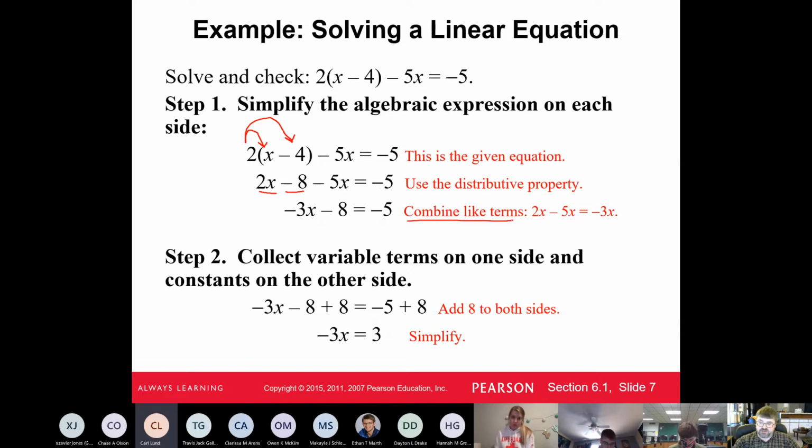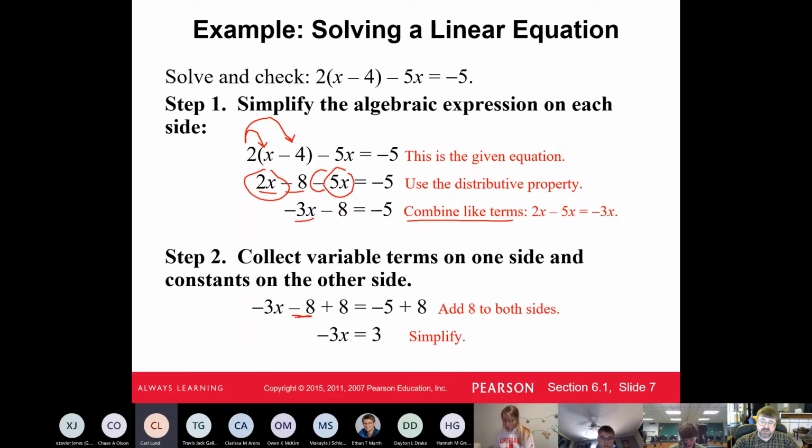And then we combine like terms. And our only like terms here on the left-hand side are 2x and negative 5x. 2x minus 5x is negative 3x. So we have negative 3x minus 8 equals negative 5. And then we collect the variables on one side and the constants on the other. So we have negative 8 here.